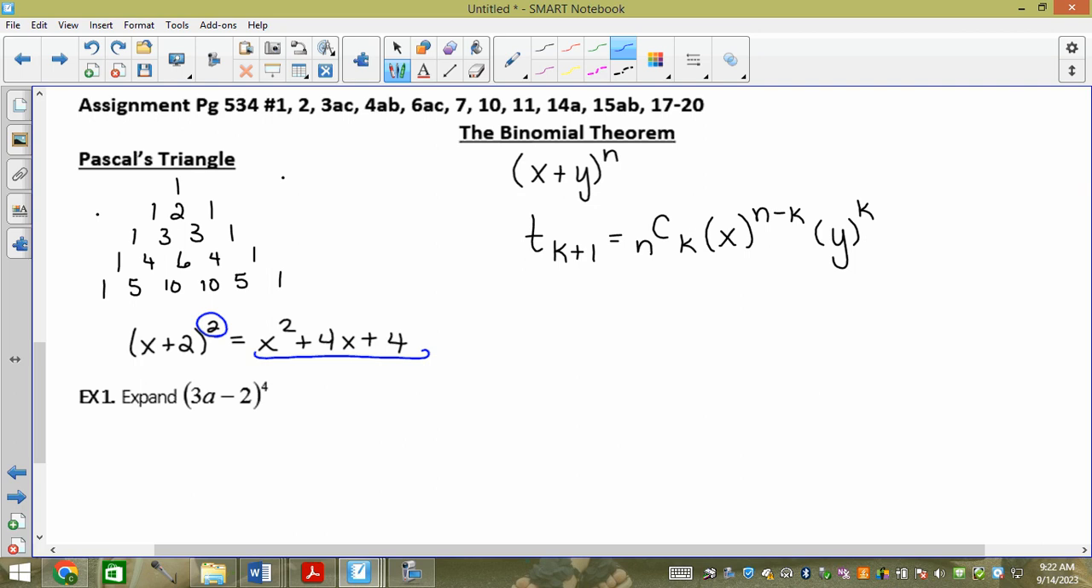So your total terms always equal n plus 1. And why do I say n? Because here's n, right? So it's n plus 1. It's one more than what your exponent is.